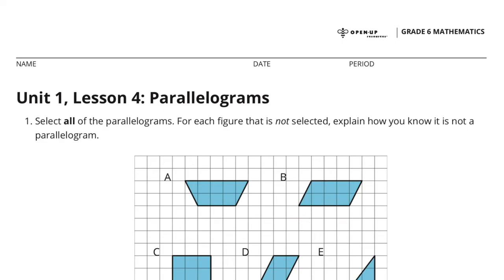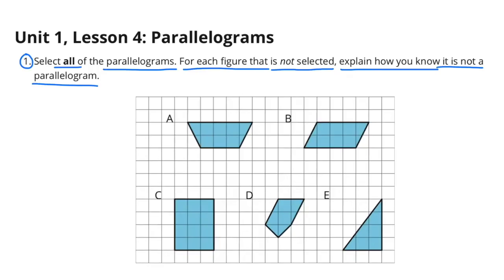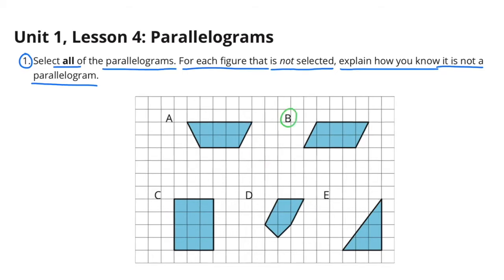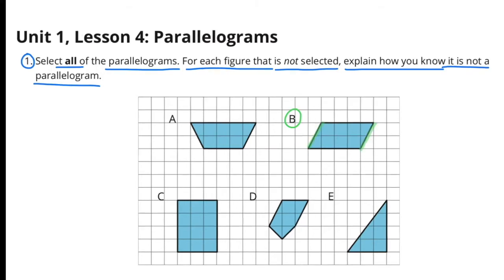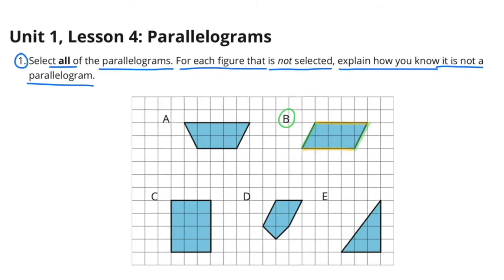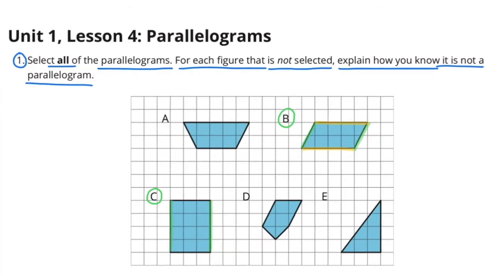Unit 1, Lesson 4, Parallelograms. Number 1, select all of the parallelograms. For each figure that is not selected, explain how you know it is not a parallelogram. Figure B is a parallelogram. Opposite sides are parallel and opposite sides are the same length. Figure C is also a parallelogram, with opposite sides being the same length and opposite sides being parallel.